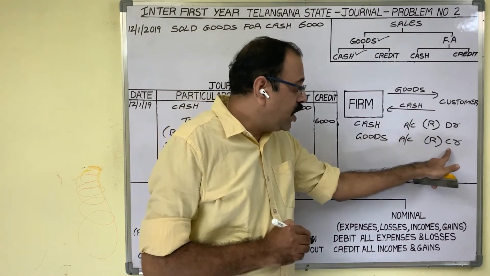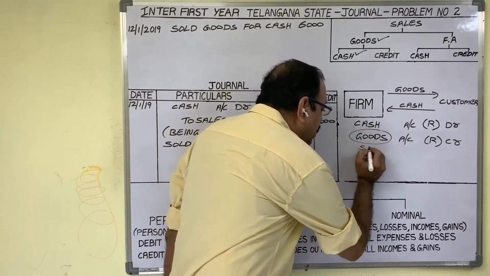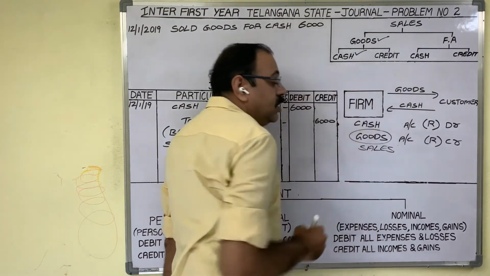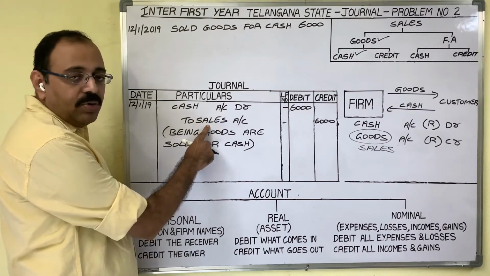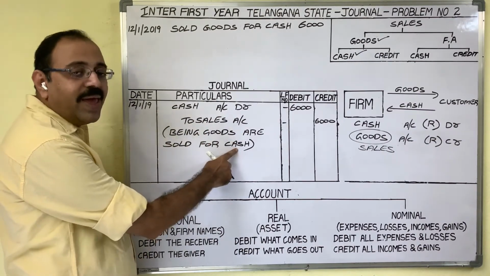When goods come in credit, instead of goods we should write the transaction name. Transaction name is sales. Final entry is cash account debit to sales account. Narration: being goods are sold for cash.